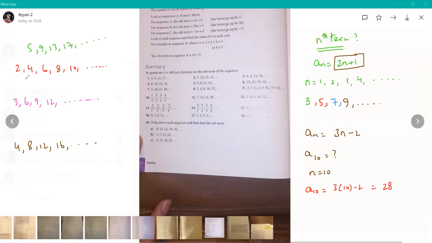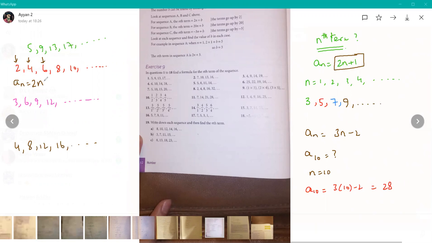Now, if you think that the nth term is 2n, you must test for different values of n. For example, if you put n as 1, Ayan, what do you get? What is 2 times 1? Sir, 2. So that is your a1, the first term. If you put n as 2, what do you get? You get 4. So here is the 4, okay? 2 times 3, that is 6, okay?